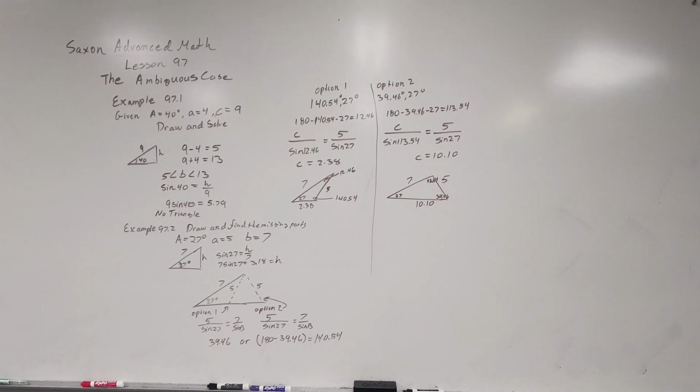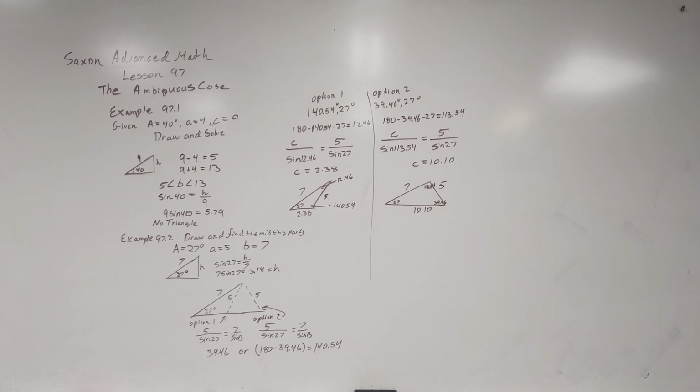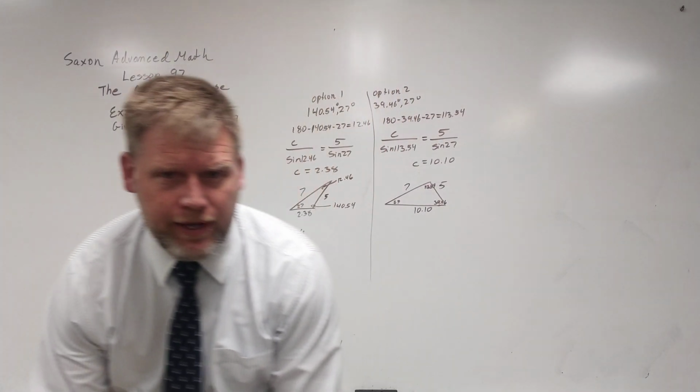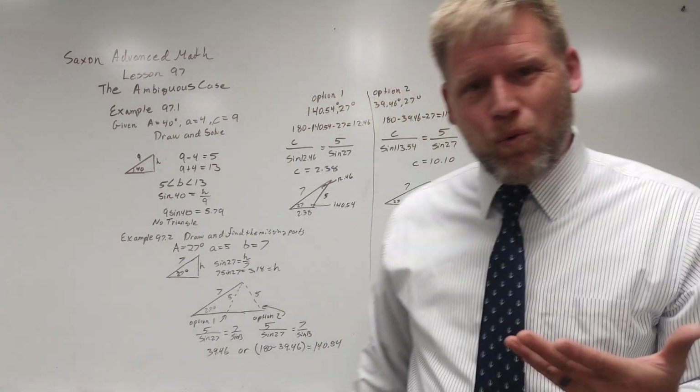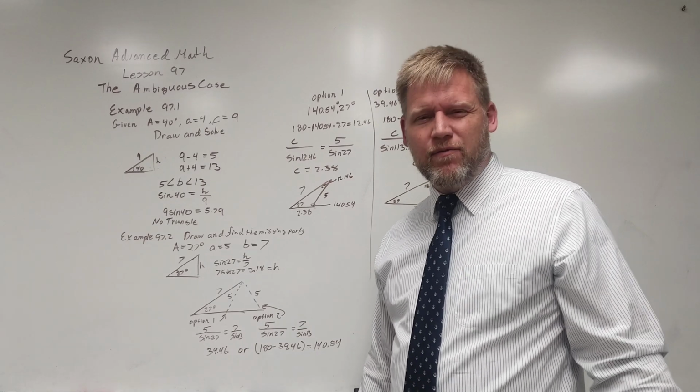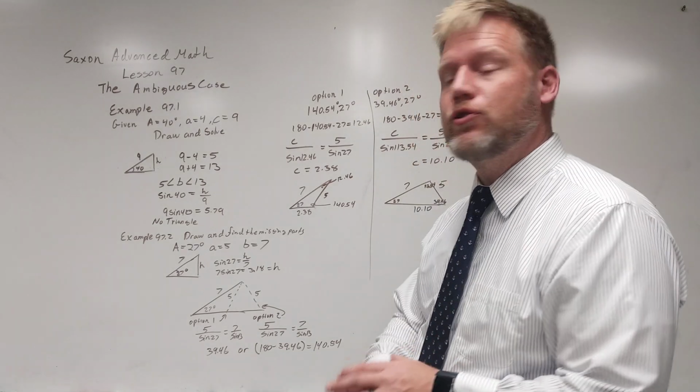This is Saxon Advanced Math, Lesson 97, and this is dealing with the ambiguous case. Now, I'm looking at this first example, and I want us to realize what an ambiguous case is. An ambiguous case is something that I can't solve down to one solution. It doesn't give me enough information. And so we have two sets of possibilities with ambiguous case triangles.